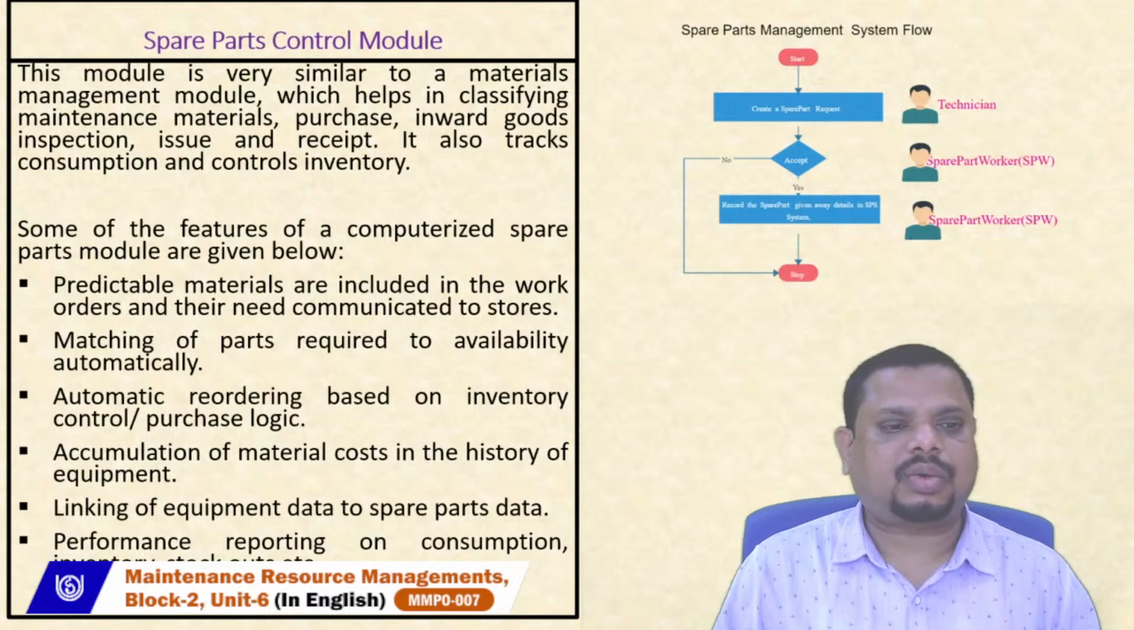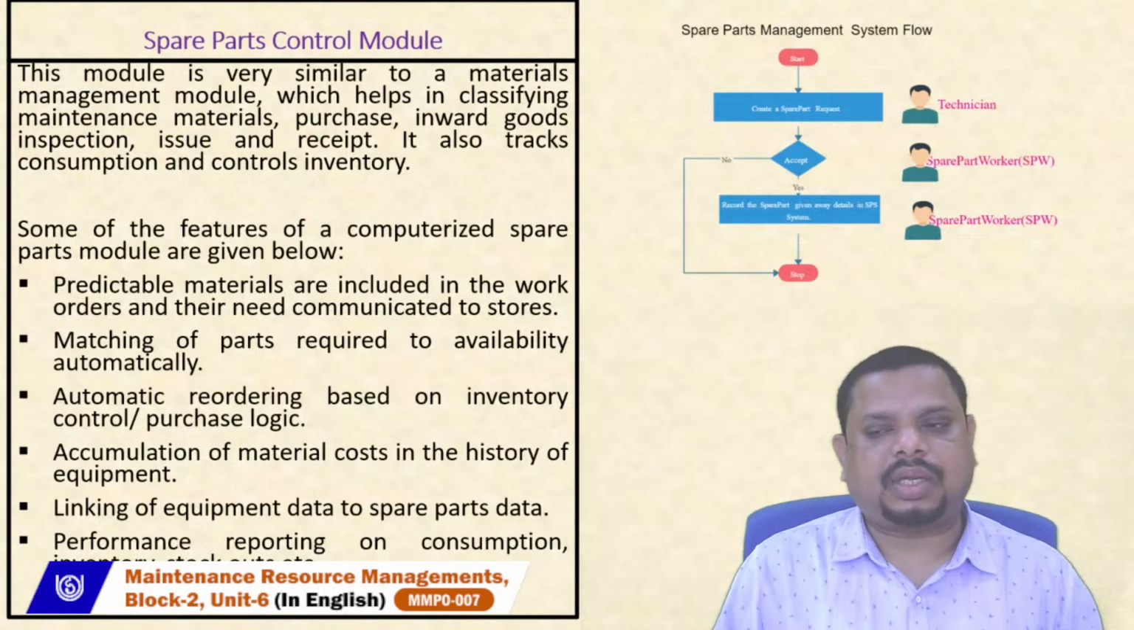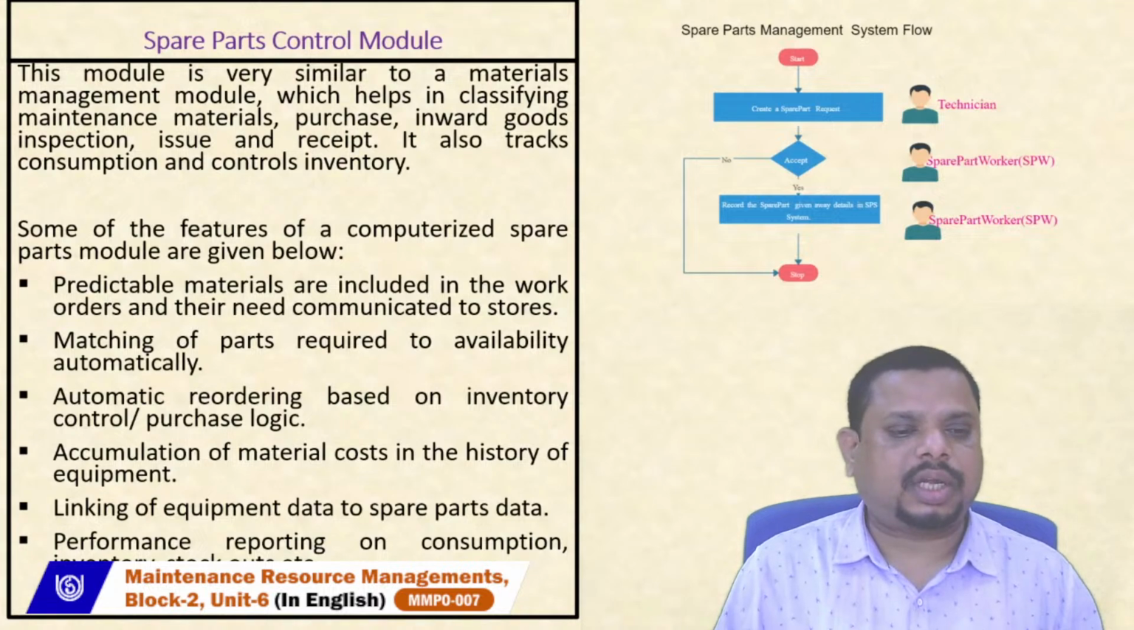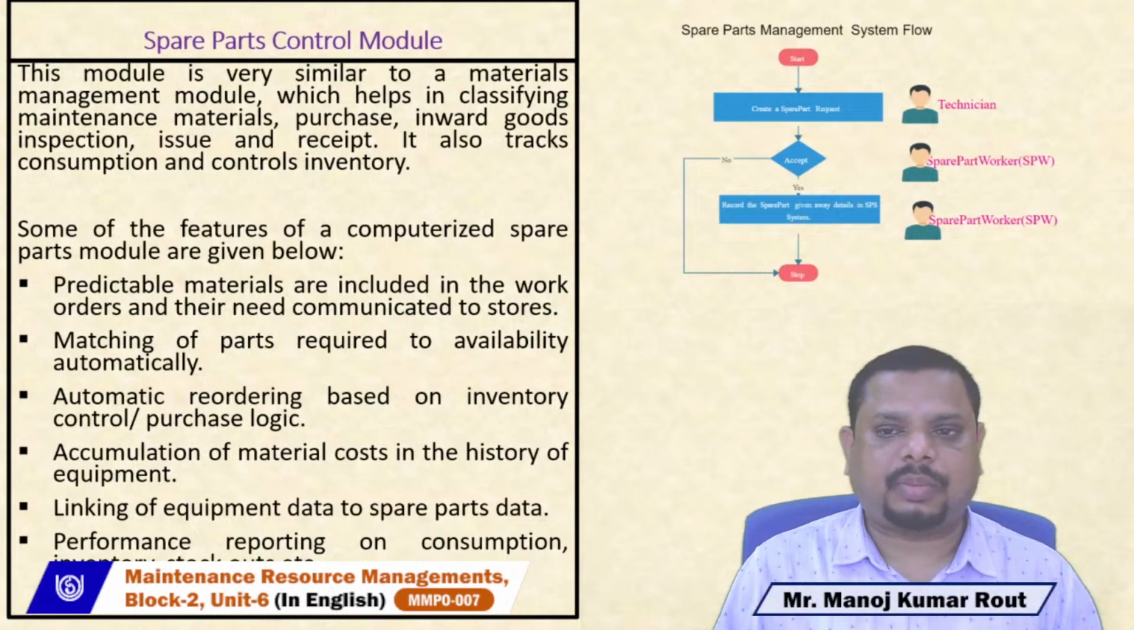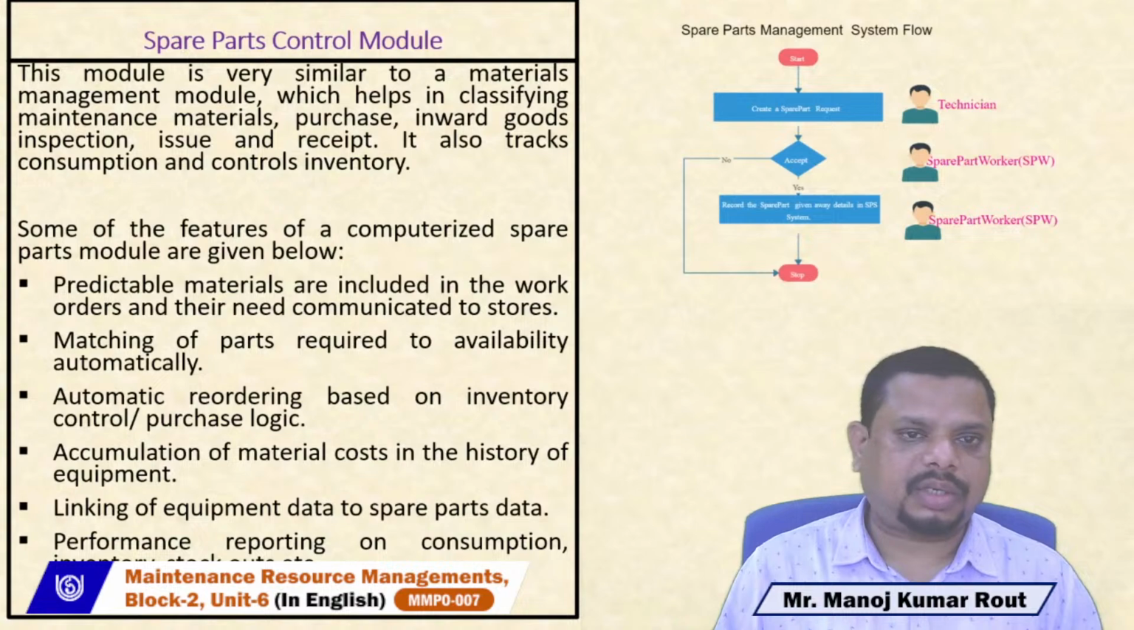I repeat: the first one is predictable material, the next is matching the parts, the next is automatic recording, then accumulation of material cost, linking of equipment data to spare parts data, then performance reporting on consumption, inventory and stockouts. So these things should be observed under the spare parts control module.